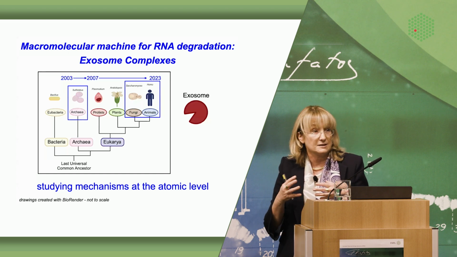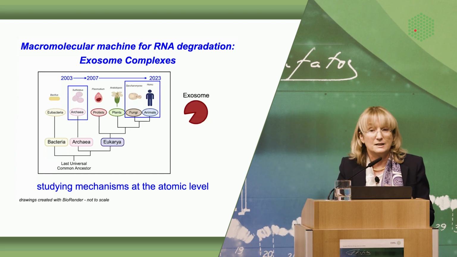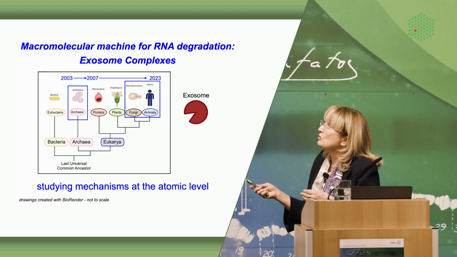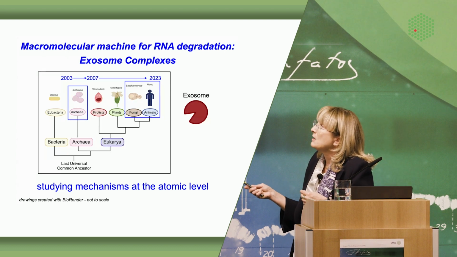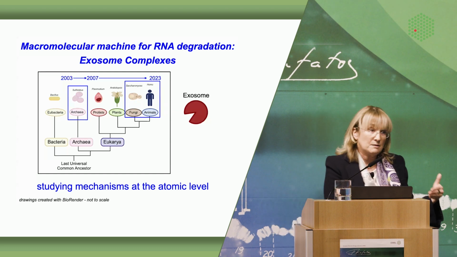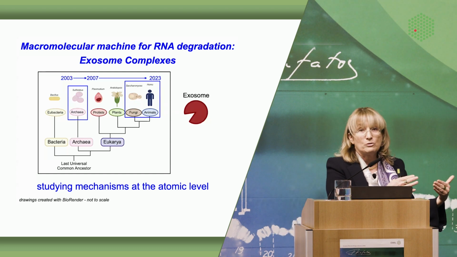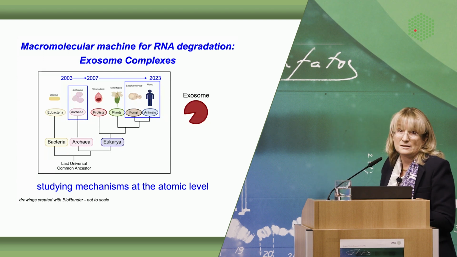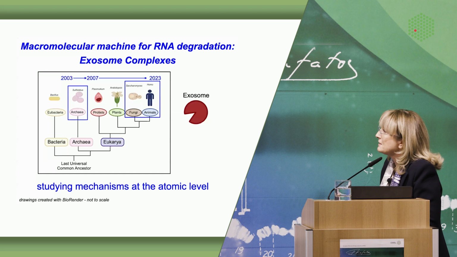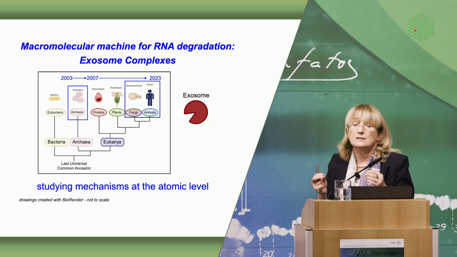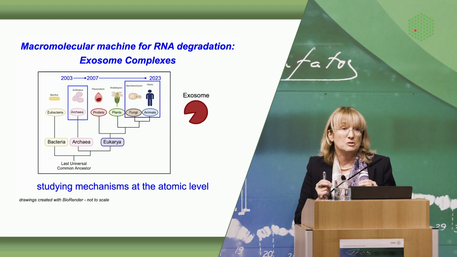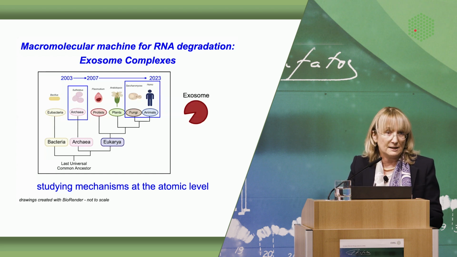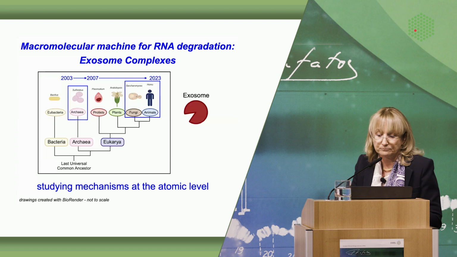And in 2007, when we moved to the Max Planck Society, we transitioned from the archaea to the eukaryotic system, again starting from the simple eukaryotes, from yeast, to then study these machineries in human cells. What we are interested in studying is the molecular mechanisms with which these molecular machines work. And we want to see it at the atomic level to understand how it works.